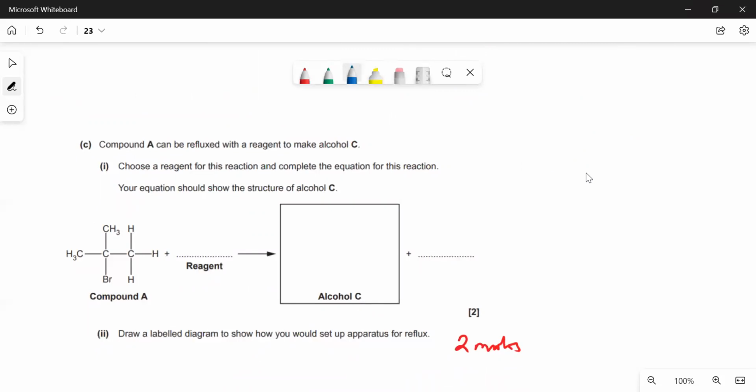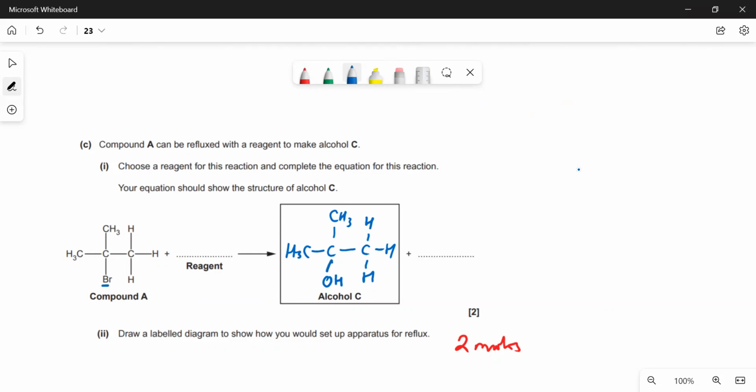Compound A can be refluxed with a reagent to make alcohol C. Choose a reagent and complete the equation. So in order to swap that Br for an OH, the alcohol is going to look like this. Make sure your bond is going to the oxygen there, not to the hydrogen, or we'll knock a mark off. So that's the alcohol.